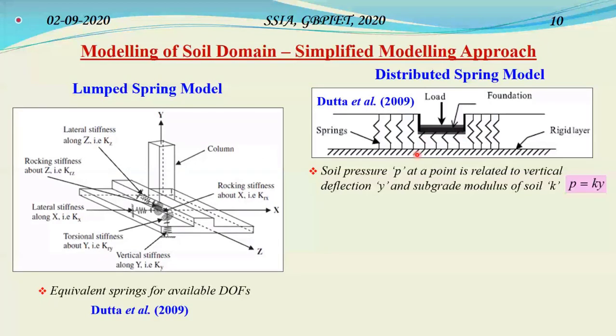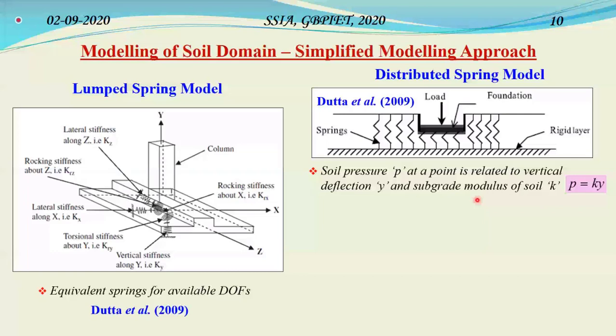Soil pressure P at any point is related to the vertical deflection Y, whatever deflection is encountered by the spring, and the subgrade modulus K. I am aware that Professor Kaushik Dev yesterday talked about the subgrade modulus through the plate load test, and many examples were given. So in this case, soil pressure P is related to the vertical deformation Y as P equals Ky.